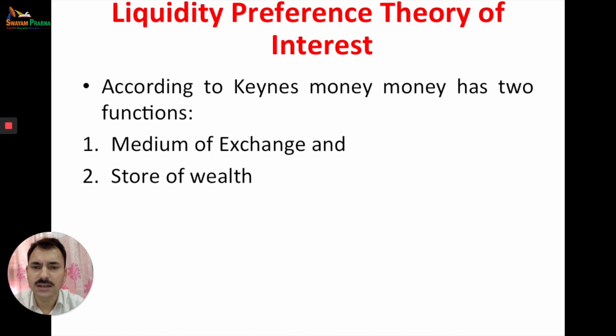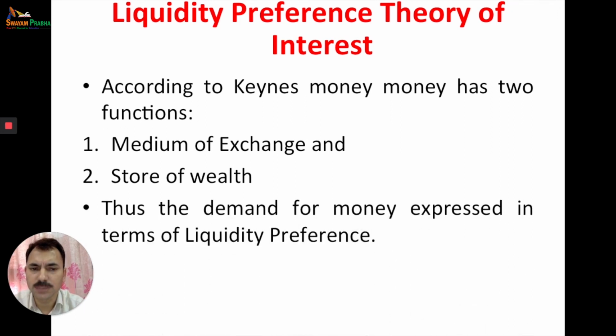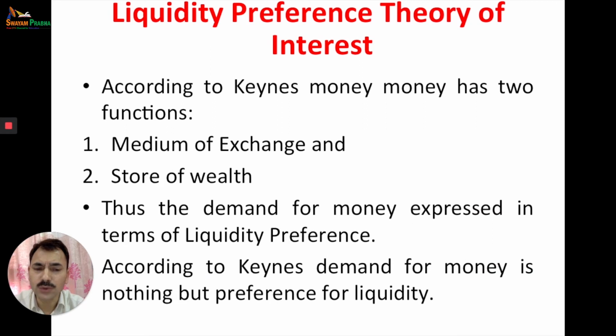For classical, money is neutral. Money cannot increase or decrease the real factor of economy. But Keynes neglects this. The demand for money, according to Keynes, is expressed in terms of liquidity preference. According to Keynes, the demand for money is nothing but preference for liquidity. Demand for money is preference for liquidity.